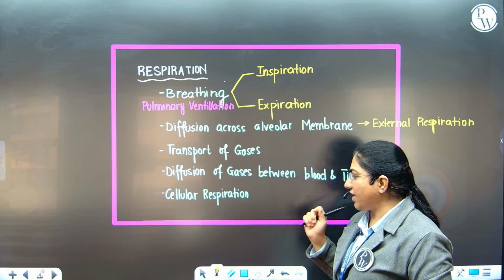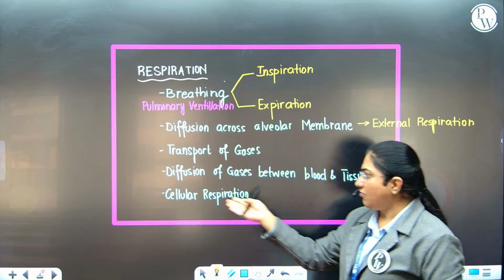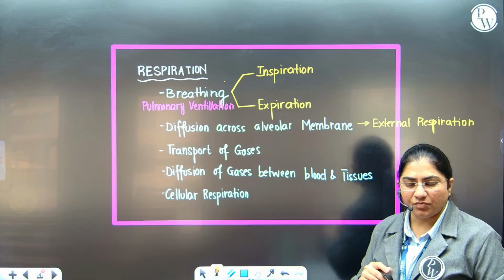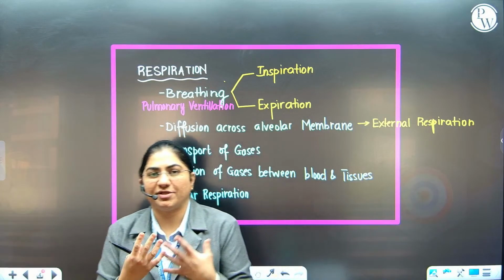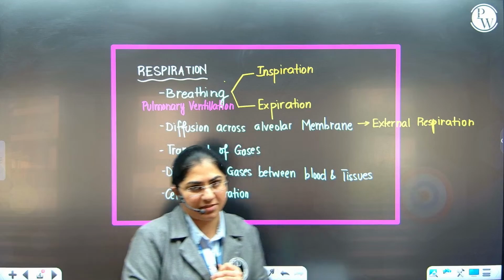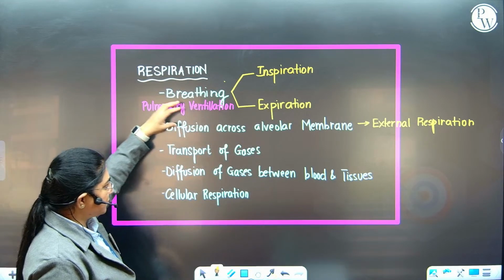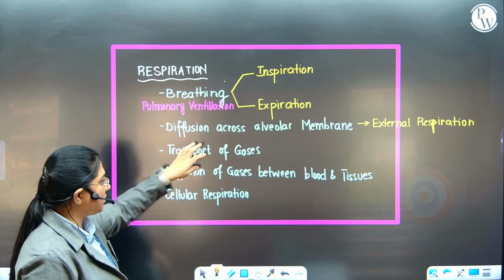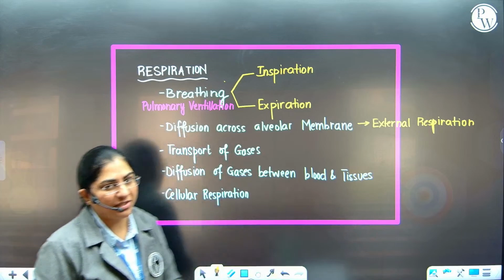So transport of gases, followed by diffusion of gases between blood and tissues, followed by cellular respiration. Now we know how air enters into our lungs and how it is exhaled out because of the pressure gradient that is created. Herein, we are going to discuss about the external respiration, that is diffusion across alveolar membrane, transport of gases, diffusion between blood and tissues, and how it takes place.